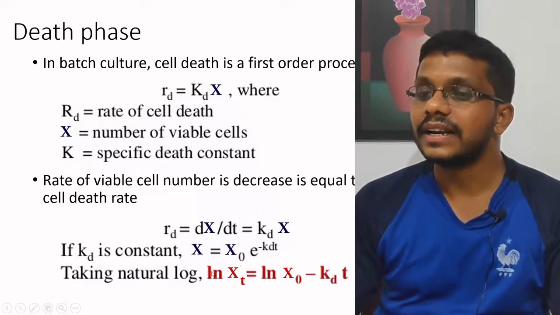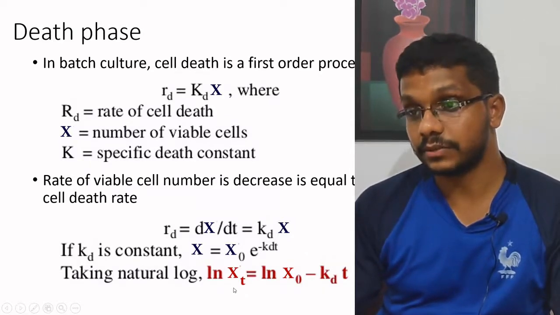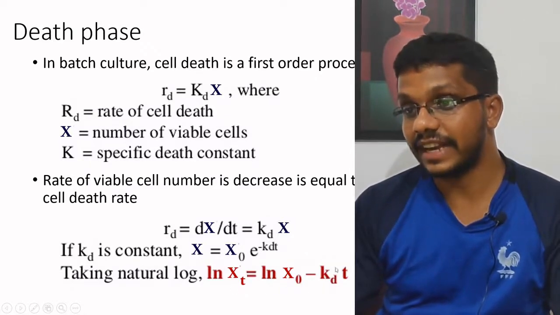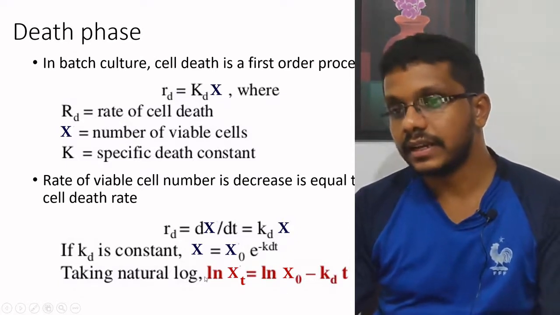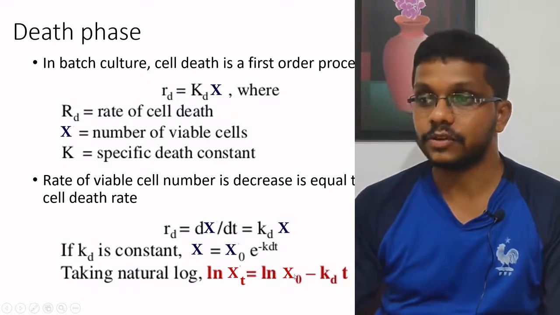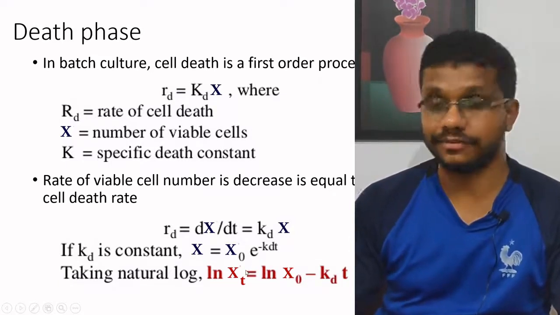Okay, it is very much similar to the log phase of growth. The difference is that here we have kd instead of mu, and the sign is minus, not plus. So ln xt is equal to ln x0 minus kd t is the derivation for the death phase. So those are the kinetics derivations for the batch culture. Thank you.